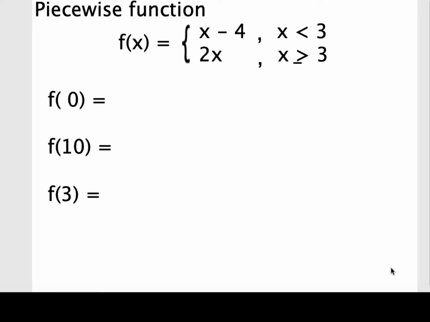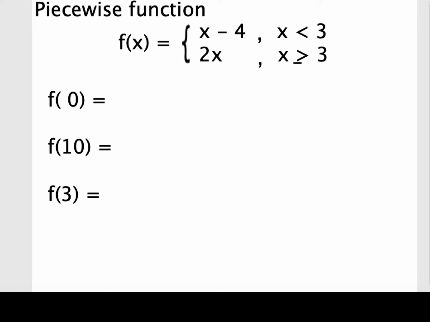All right, when we talk about functions, oftentimes we talk about fairly simple functions. One more technical function, though, is what's called a piecewise function. It just looks very technical, such as that function up top. f(x) will be equal to x minus 4 when x is less than 3, but also f(x) could equal 2x instead when x is greater than or equal to 3.